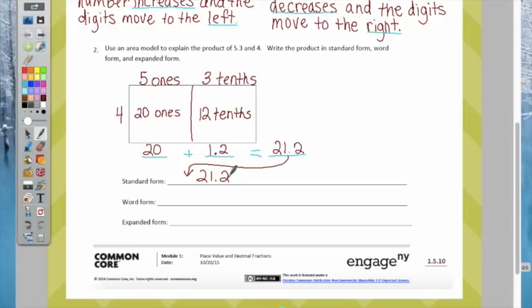Now, who can tell me the easiest way to figure out word form? I'm going to give you a hint. It's like my mouth is moving. Like you're saying it? I'm going to say it.